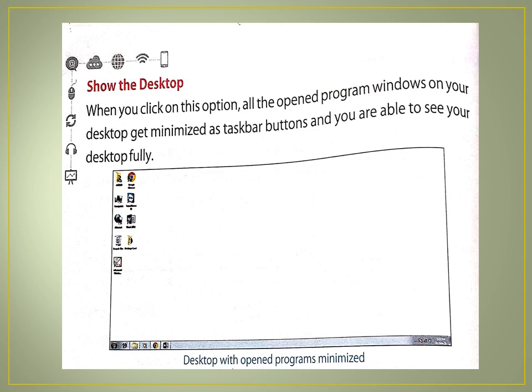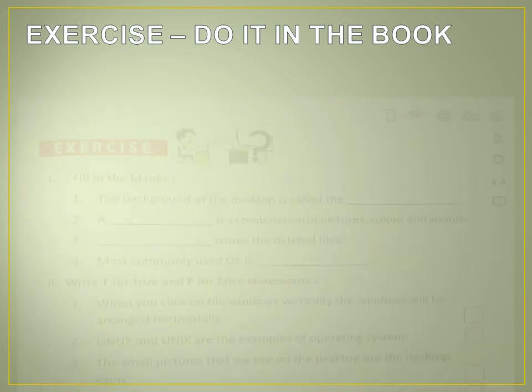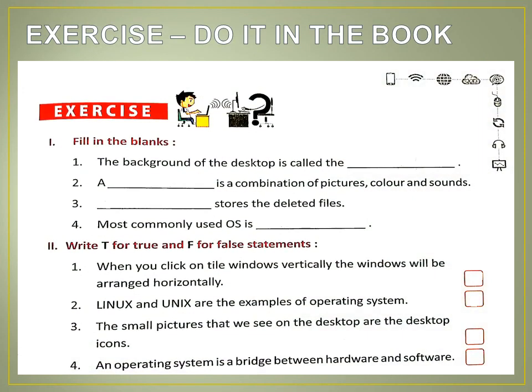Now we will have to do the exercises. You will have to do these exercises in your book only. And for the writing part, I will send it separately. Okay? So let us start our exercise. What is the first one? Fill in the blanks. The background of the desktop is called the dash. What will be your answer?